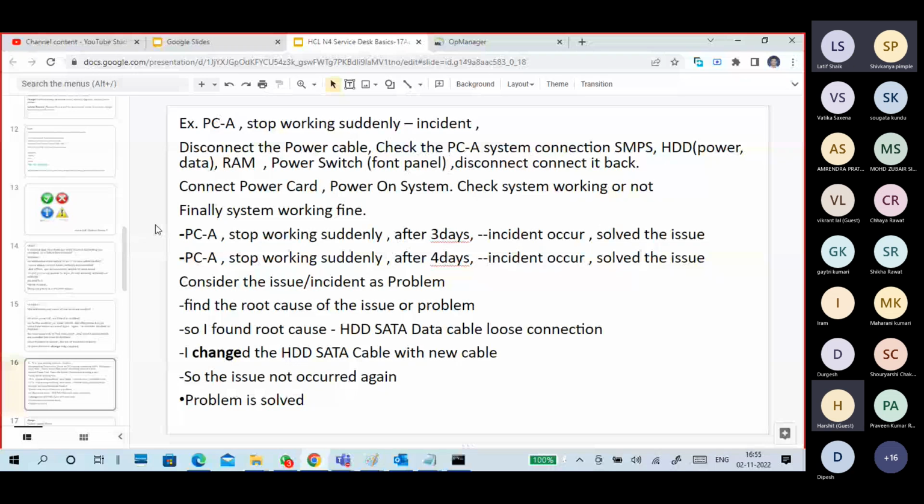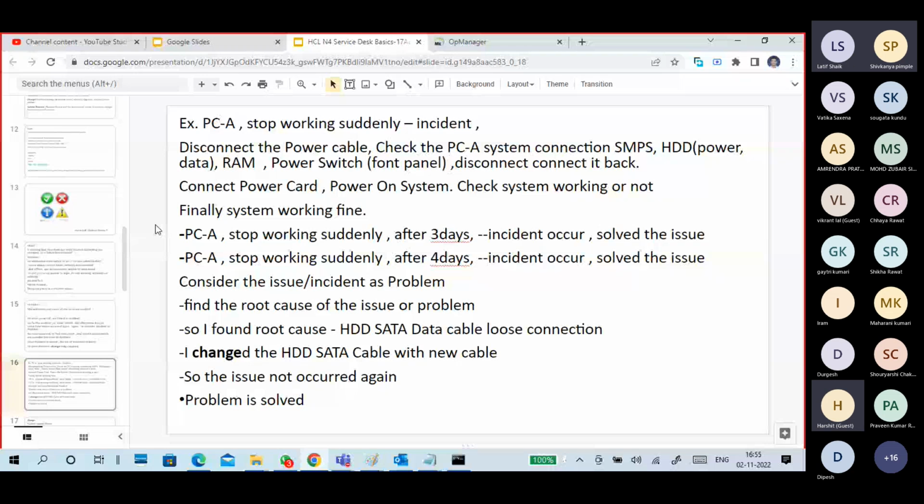It is a repetition of incident, guys. Again after 3-4 days, I got the same problem. So now every 3-4 days I have to go and fix it. It is a little headache, right? I am there in the same office, so no problem.